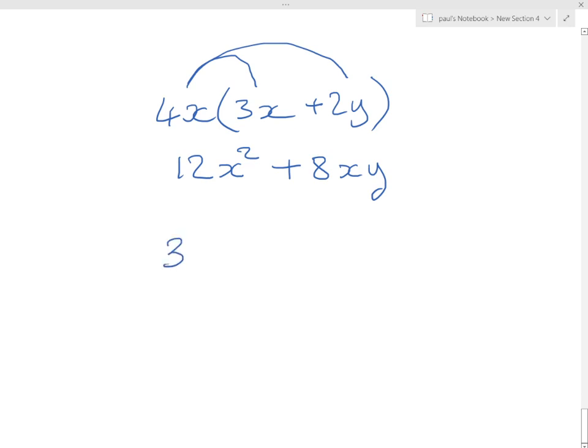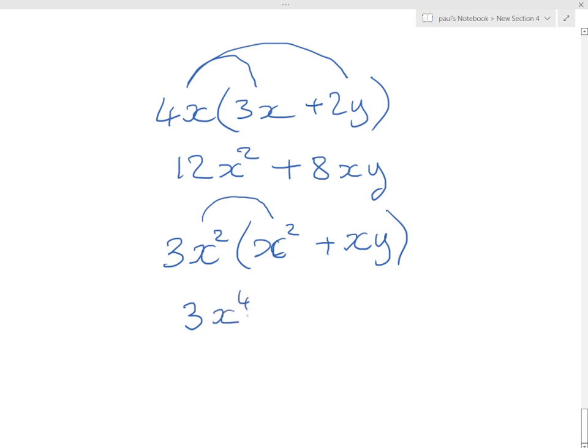So let's do 3x squared times x squared plus xy. Now, multiply that by that. So we can't do the 3 with anything, so we just drop the 3 down there. Now we've got x squared times x squared. Remember when we multiply things with indices and they're the same, we add the indices. So this becomes x to the power of 4.